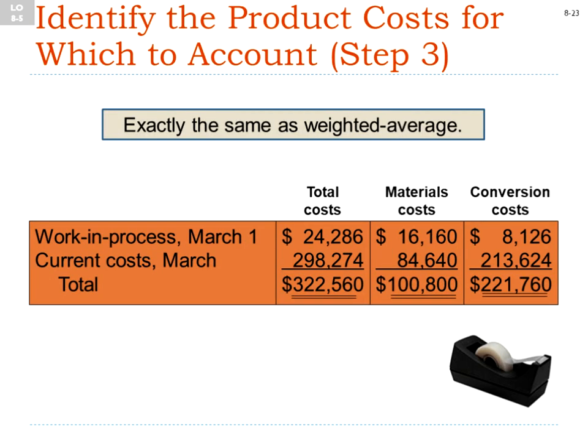So now we move on to step 3. Step 3 is going to be the same as what we did in the weighted average method. So just as identifying the units to account for is identical for weighted average and FIFO, identifying the costs to account for is going to be identical as well. So again, this is going to be the exact same step that we did using the weighted average method.